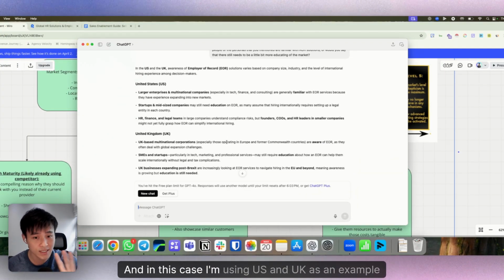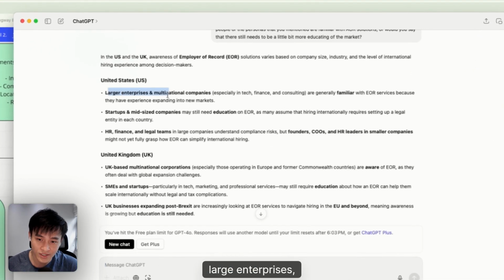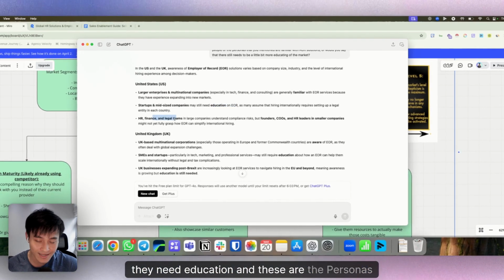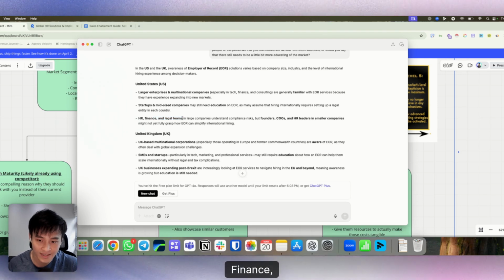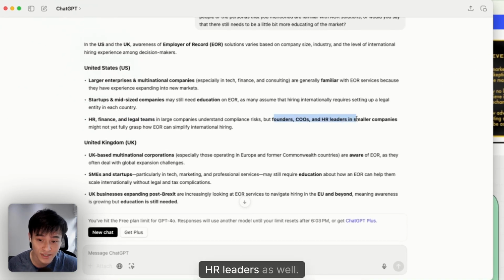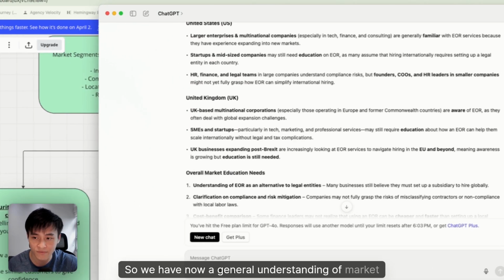And in this case, I'm using US and UK as an example, just to showcase two different types of countries, right? And in the US, they say that, hey, large enterprises, well, they're generally familiar. Okay, startups and mid-size, they need education. And these are the personas that you should go after. Finance, HR, legal teams, yeah, maybe founders, CEOs, HR leaders as well. So we now have a general understanding of market segments.